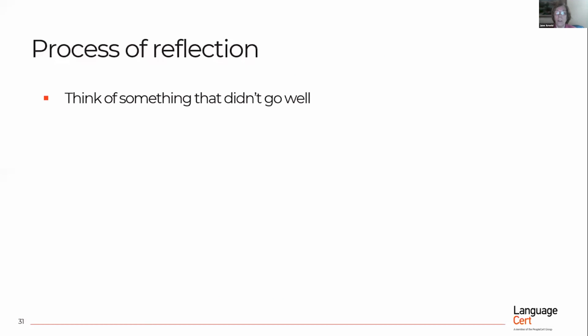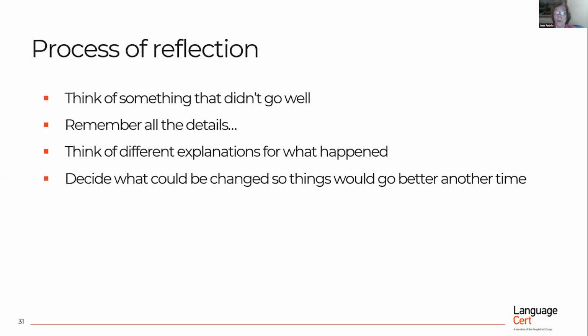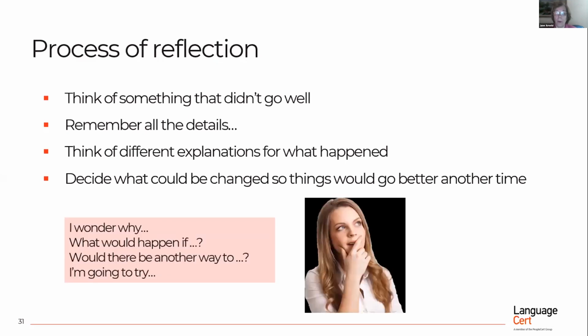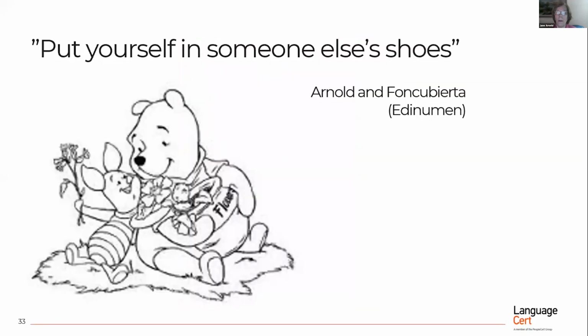The process of reflection is think of something that didn't go well. Remember all the details. Think of different explanations for what happened and decide what could be changed so things would go better another time. A second step, which you'll hear more about today, is empathy. In English, we say, put yourself in someone else's shoes, which basically means to try to understand the other person, to consider them, their feelings, their thinking, try to understand what they are like.